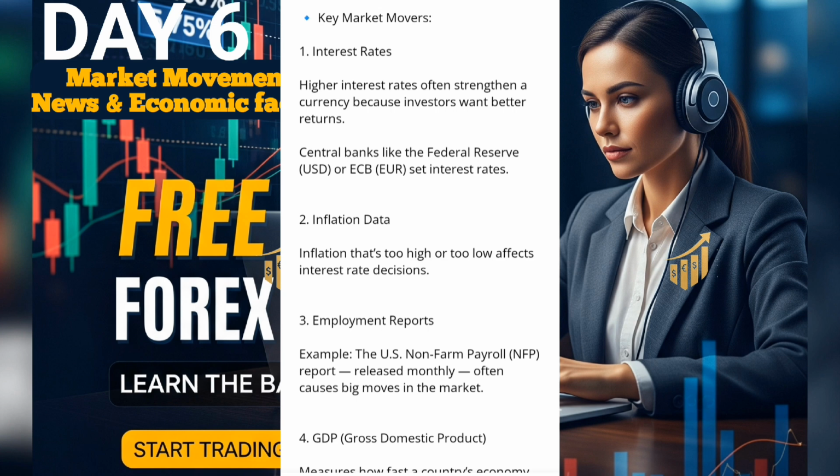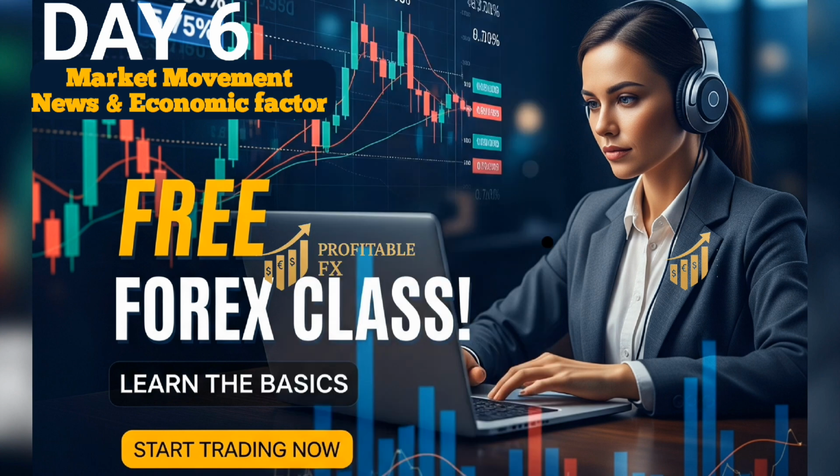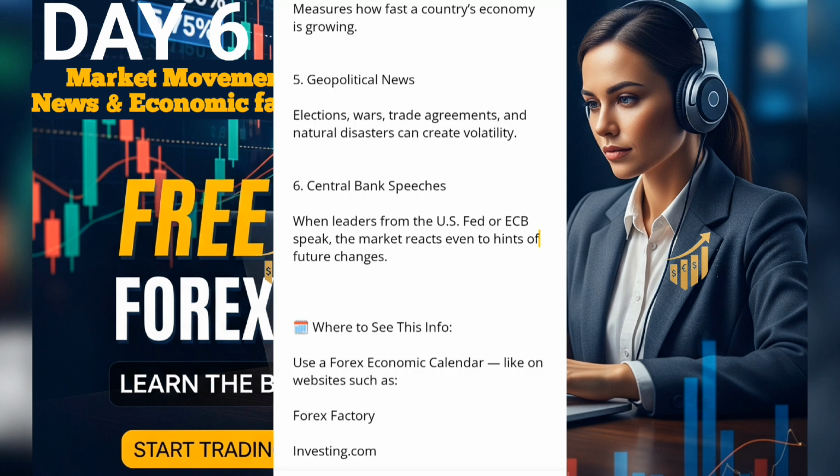3. Employment reports. Example: the U.S. non-farm payroll (NFP) report, released monthly, often causes big moves in the market. 4. GDP, gross domestic product, measures how fast a country's economy is growing. 5. Geopolitical news. Elections, wars, trade agreements, and natural disasters can create volatility.